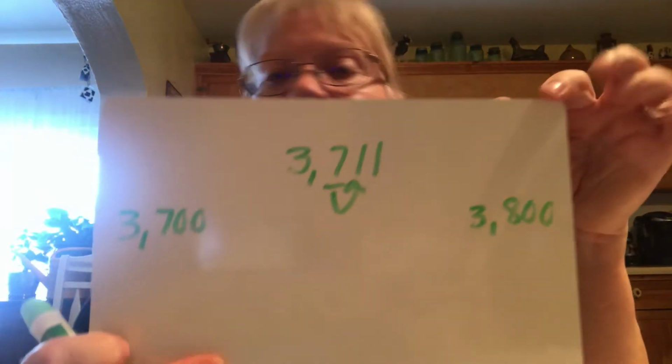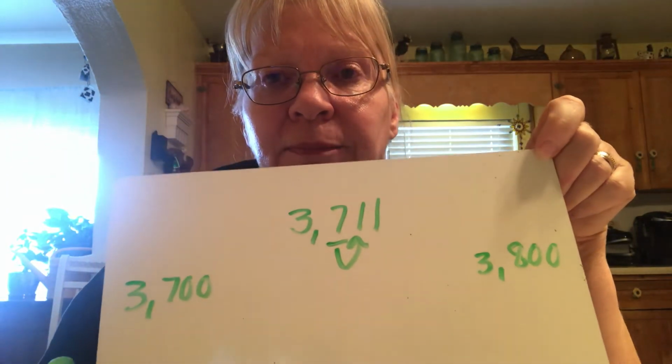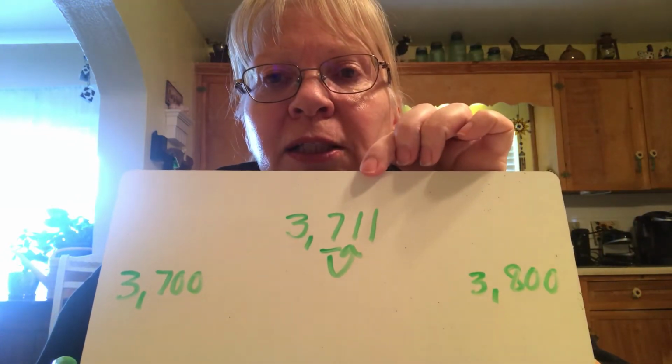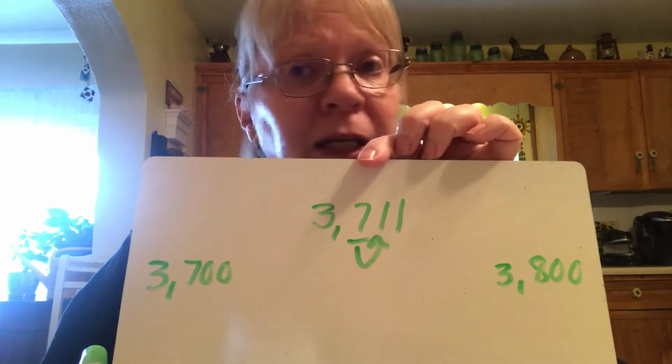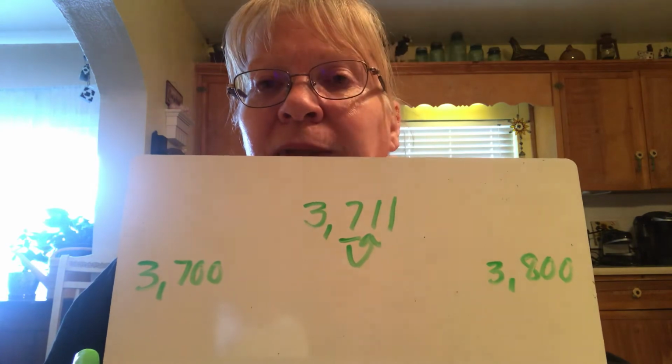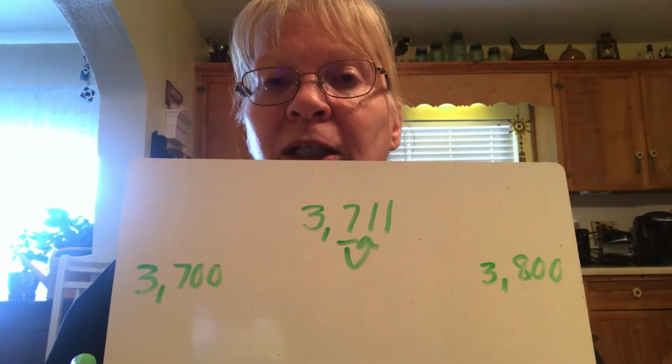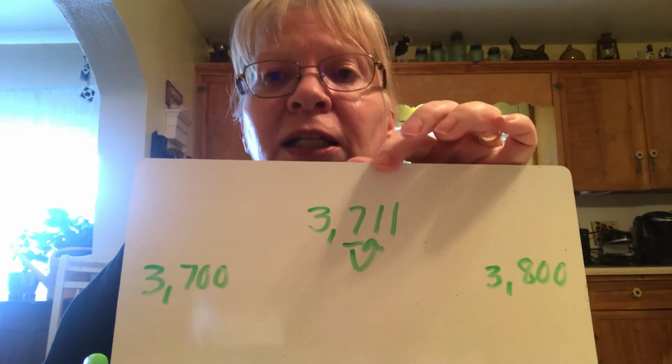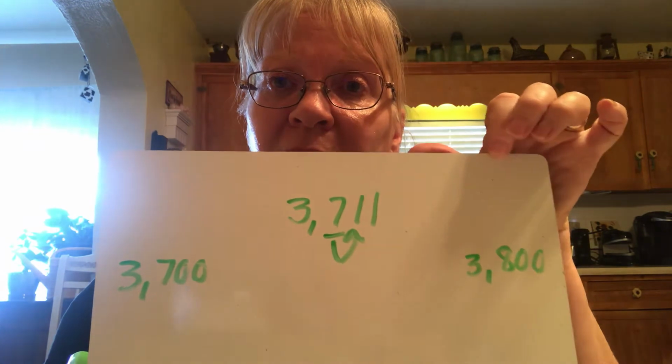And let me look at another one. 3,711. So is that closer to 3,700 or 3,800? I underlined the 7 in the hundreds place, and I drew an arrow to the 1 in the tens place. That 1 is going to keep the 7 a 7, because it's not big enough to make it into an 8. Because our rhyme, it has to end in a 5 or more to go up. Otherwise, we stay where we're at. So 3,711 is closer to 3,700 than it is to 3,800.